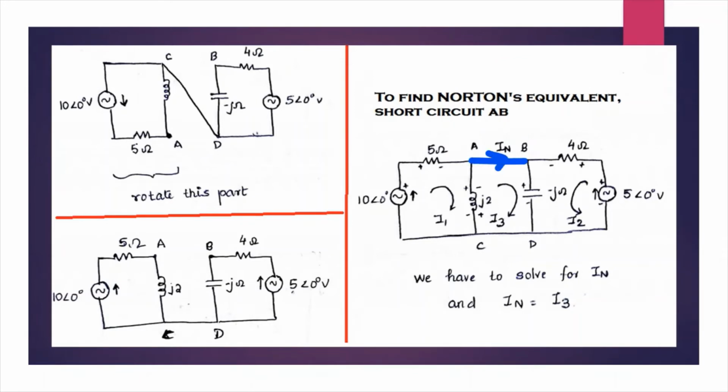So now the circuit is simplified, and in order to find the Norton's equivalent circuit, you can just short circuit the path between A and B. So once you short circuit A and B, all you have to find out is the current I3. I3 will be same as the Norton's equivalent current IN.